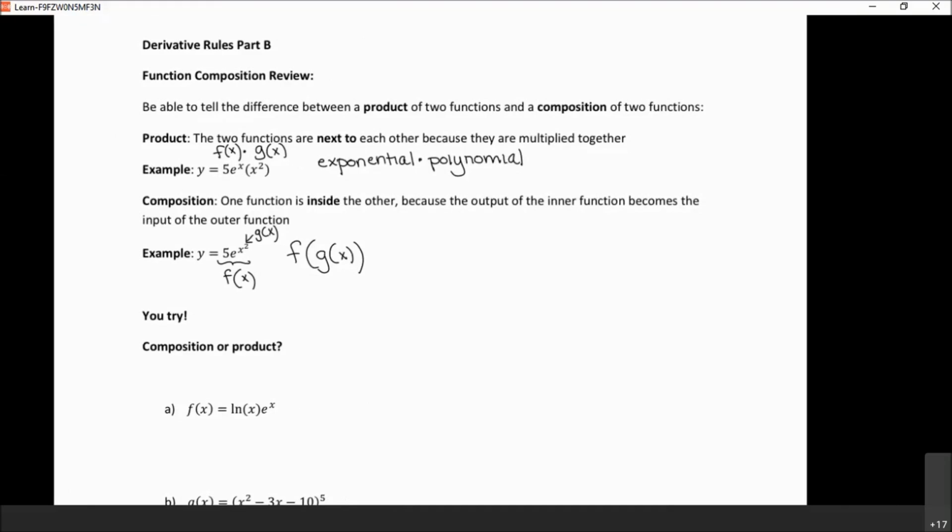So this is a polynomial inside an exponential.